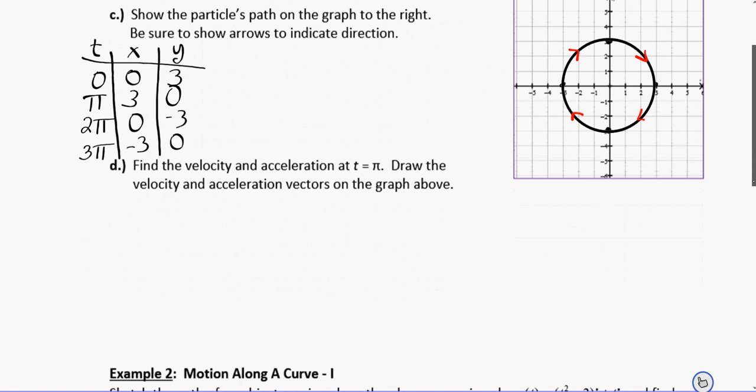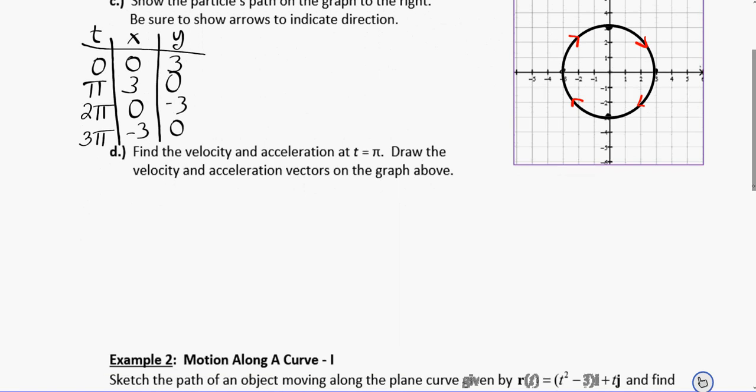So find the velocity and acceleration at t equals pi. Well, we just had the velocity vector. It's on the other side of your paper. The velocity vector is 3/2 cosine of t over 2 in the horizontal, -3/2 sine of t over 2 in the vertical. So I'm going to multiply by vectors i and j respectively.